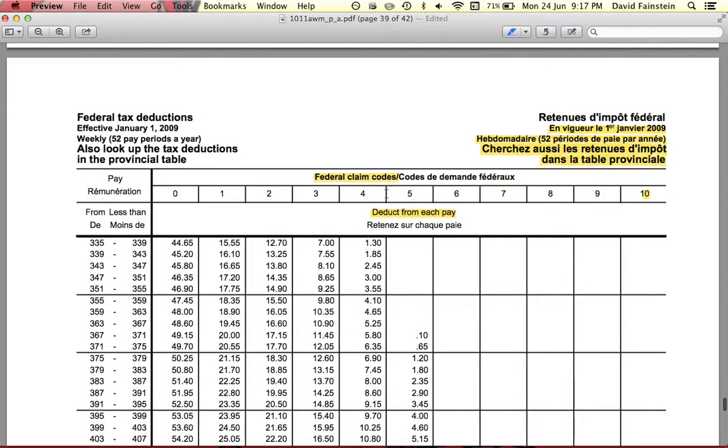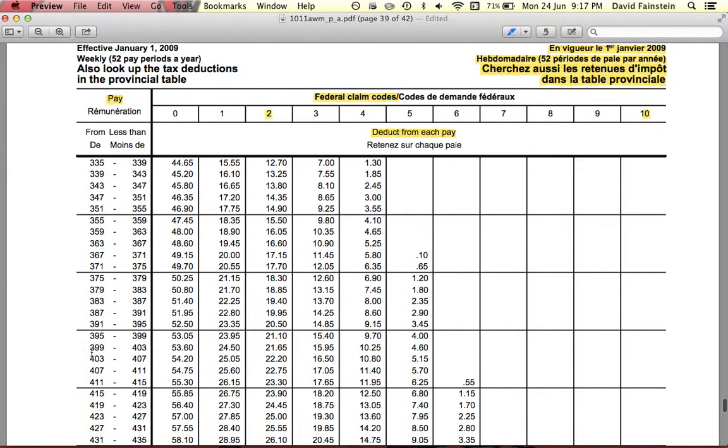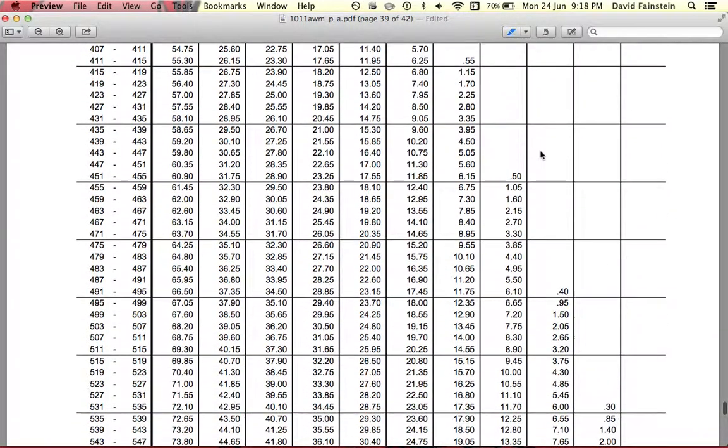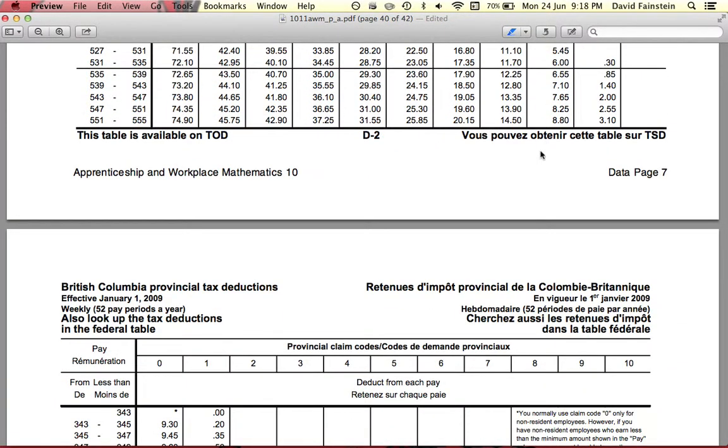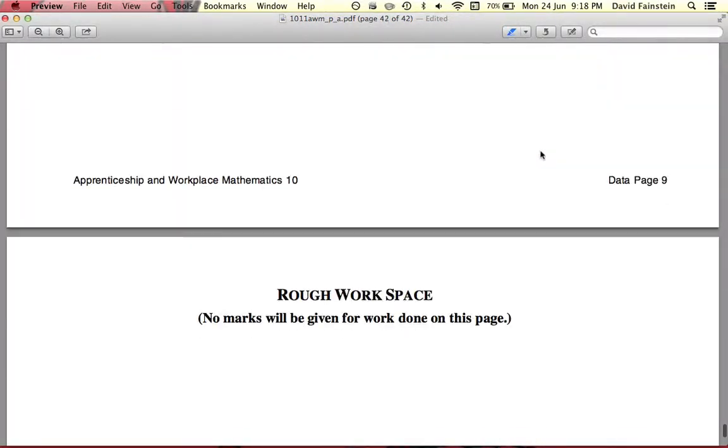So you find the column, and then you go down and look by your weekly pay, your intake of money. As soon as you find your intake of money, you line it up with your federal claim code. So say we're federal claim code 2, and say I make $400 a week. So 400 is between $399 and $403. So I'm going to hop over to claim code 2 right here. I have $21.65 deducted from each weekly paycheck. Okay, so that's some quick interpretation of data tables, and I hope that was just a bit helpful.